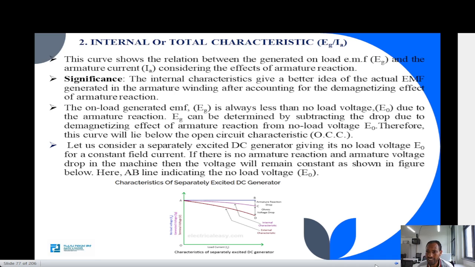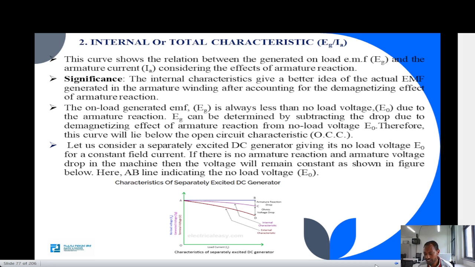So this total characteristic curve tells you the relation between the generated voltage EG and the armature current I, considering the effect of armature reaction. We'll come to armature reaction later on. Just to give you some hint about armature reaction.